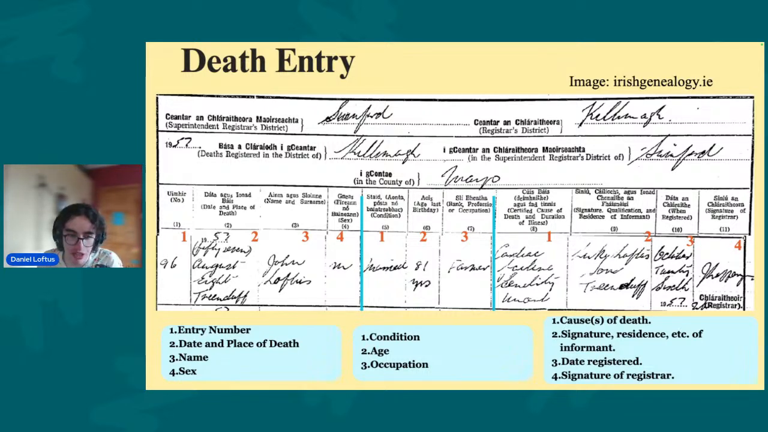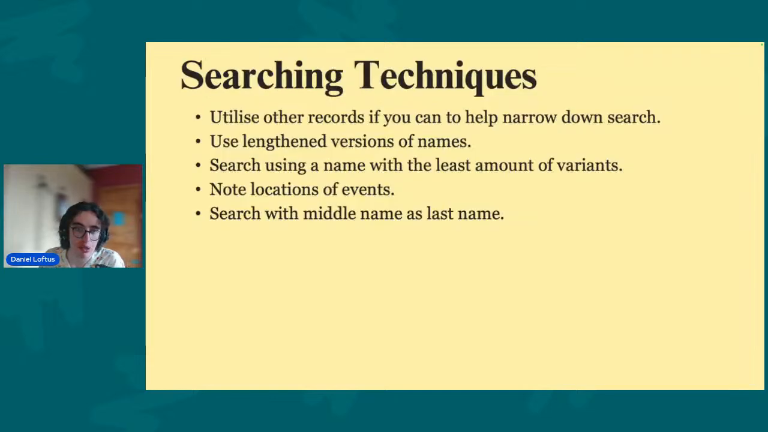So it's worth bearing that in mind. So some search tips, I believe, are in order. Tip number one I'd have is utilizing other records to see if you can help narrow down a search.